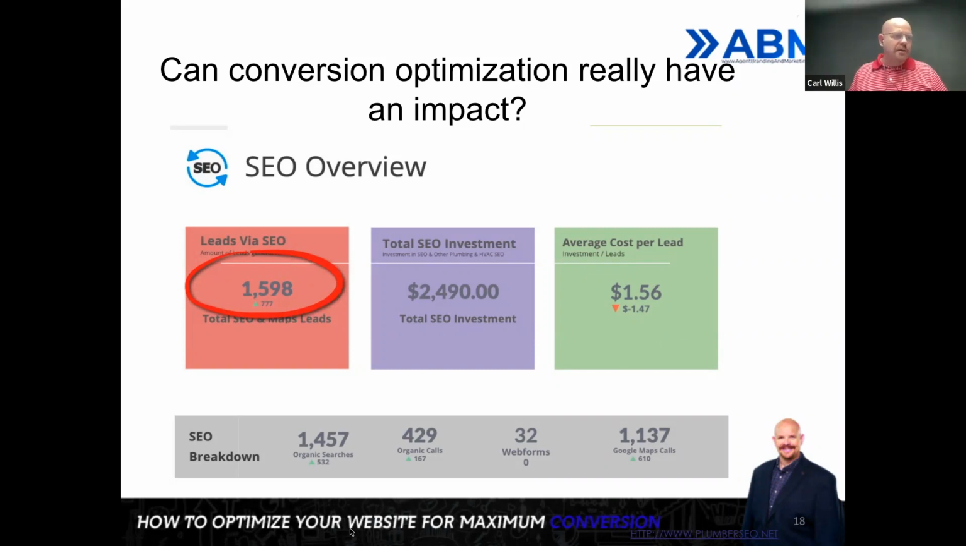So here's the breakdown. Out of those leads, 1,457 came from organic searches, meaning they were ranking well online for their terms. They received 429 phone calls organically off the website. They got 32 web forms submitted. And they had 1,137 calls from their Google Maps profile. And so all of these pieces of the ecosystem working together, what that's doing is it's driving down their cost per lead.